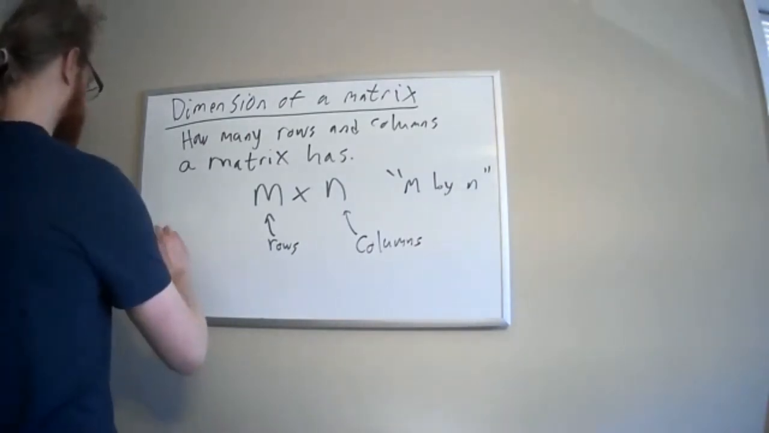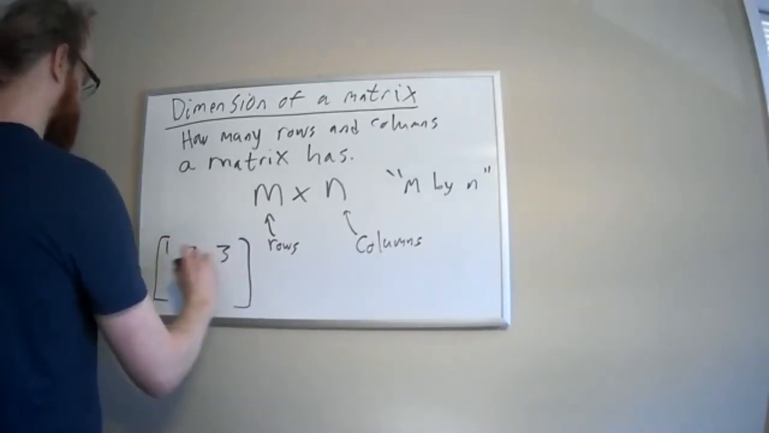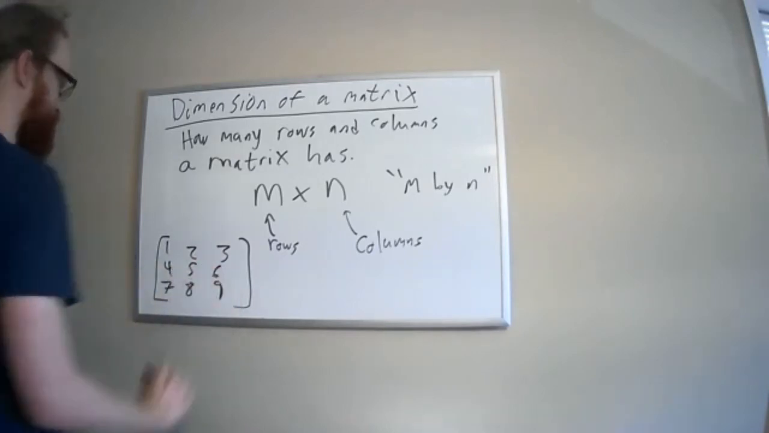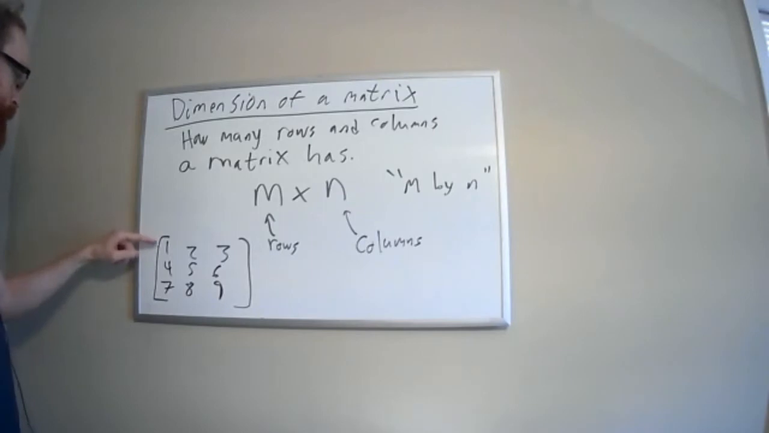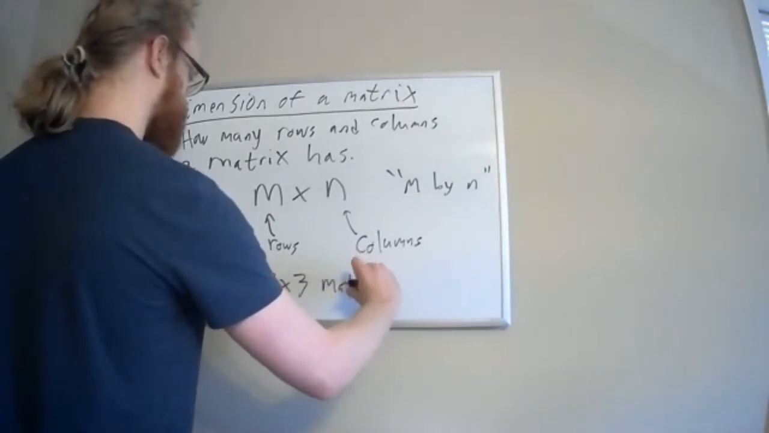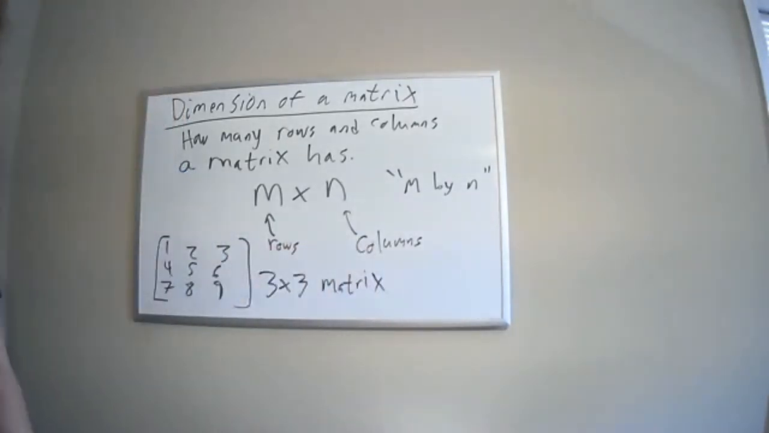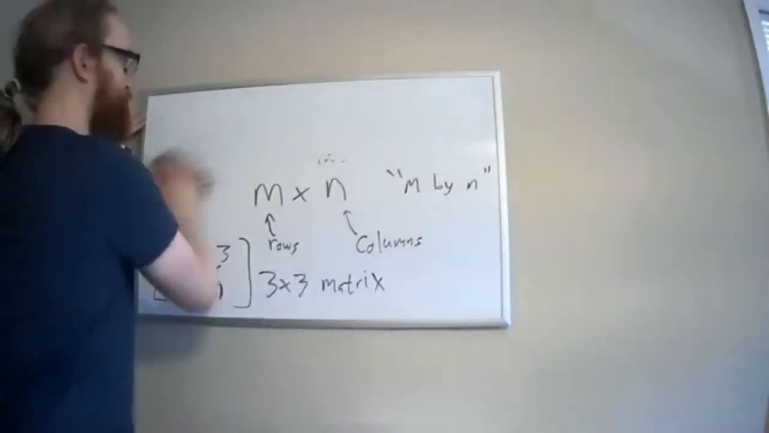So here's a quick example of a matrix. 1, 2, 3, 5, 6, 8, 9. Here's a matrix. What's the dimension of this matrix? How would I describe it? Well, there are 3 rows and 3 columns. So this is a 3x3 matrix. Okay. That's the dimension.